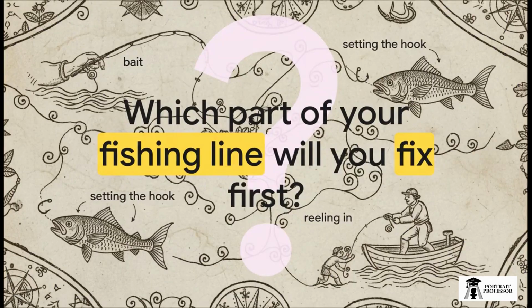So the most important takeaway here is that this is a complete system. It's not just a random list of tips and tricks. From the bait you use, to how you set the hook, to how you reel in the catch, it all has to work together. So the real question for you now is, where's your biggest opportunity to improve? Which part of your fishing line are you going to fix first?